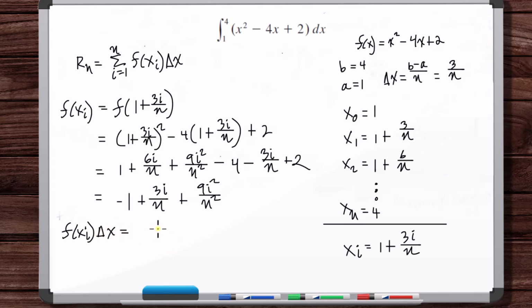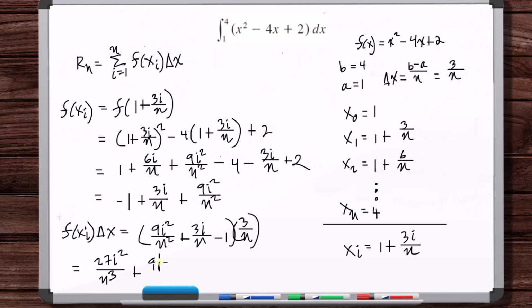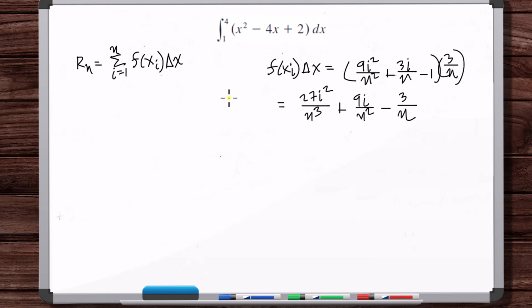Okay, well, we'll put it in. Let's do 9i squared over n squared plus 3i over n minus 1, times delta x, which is 3 over n. So this is 27i squared over n cubed plus 9i over n squared minus 3 over n. Okay, so now let's put this f of x_i delta x into the Riemann sum.